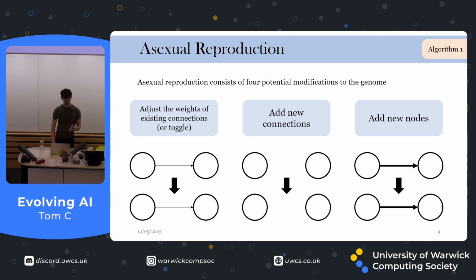So we can adjust the weight of an existing connection in a network, like so. We can take 2 nodes and we can add a new connection between them, like so. Or we can take an existing connection, remove it, and replace it with a node with 2 connections between them, like so. So you can see how starting with a completely empty network, we can end up with a network of varying structures based on these mutations.